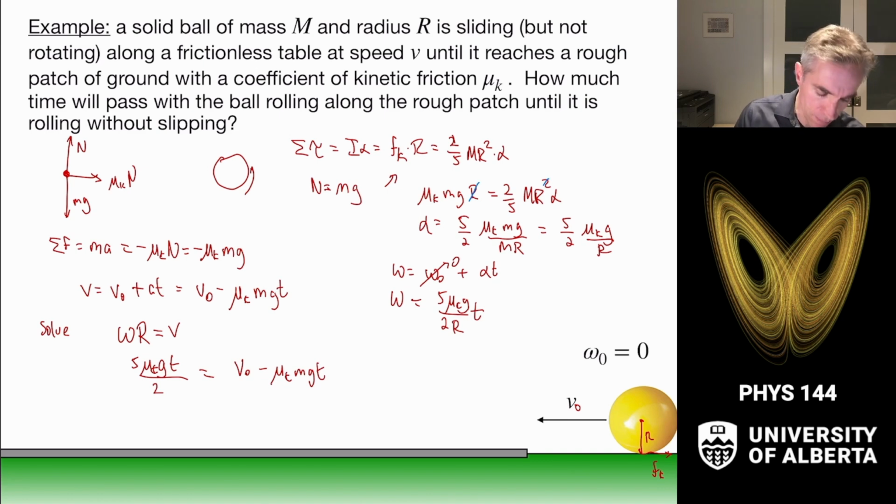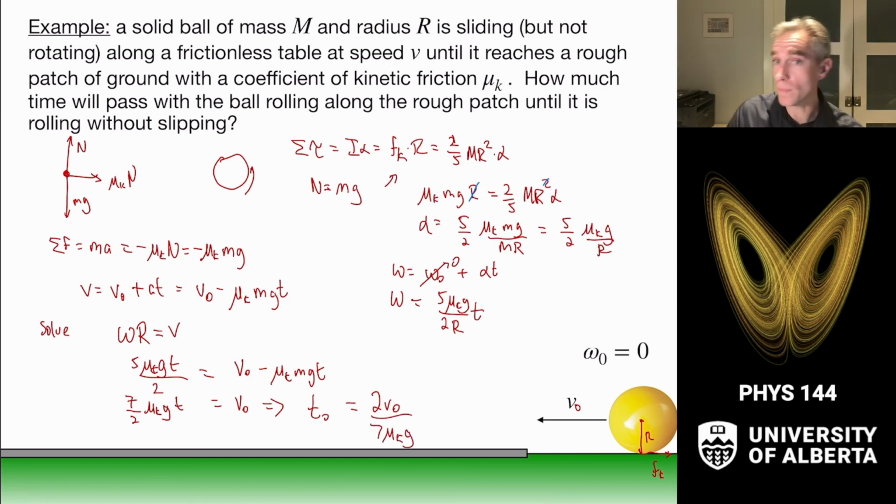And then we can bring this over and get that v naught is equal to 5/2 plus another 2/2 is 7/2 mu k g times t, and then t is going to be equal to 2 v naught over 7 mu k g. Okay, there we are. It's how long it takes until it's rolling without slipping. And so the key point here is we solve for when omega r is equal to v.